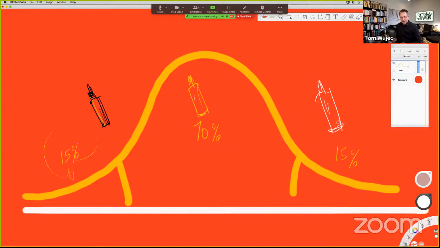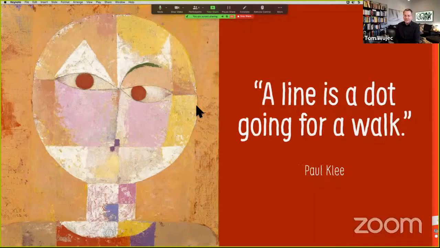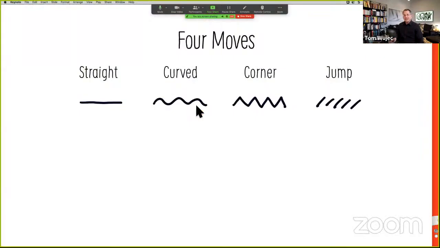Let's actually go here. I love this quote from Paul Klee, the artist, when he talks about drawing and learning to draw, and that is, a line is a dot going for a walk. Just a great phrase. So there are four ways you can take your dot for a walk.